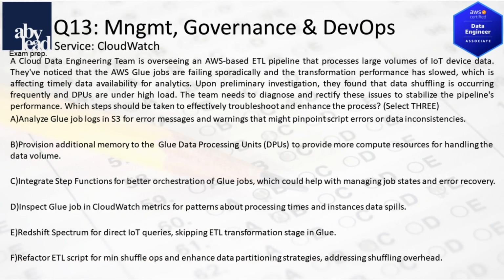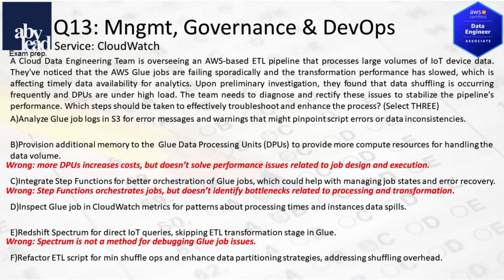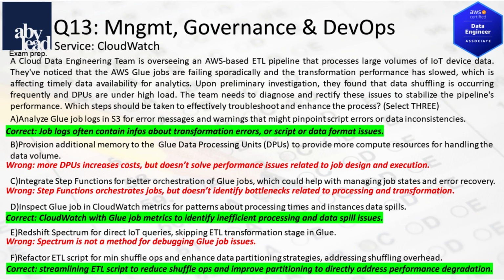Question 13. You have to diagnose and solve a large volume pipeline with sporadically failing Glue jobs on data shuffling and high DPU load. With Redshift Spectrum you can't identify the bottlenecks. Also, Step Functions orchestration or more DPUs don't solve performance issues related to job design and execution. To identify the cause, job logs provide process errors and job metrics in CloudWatch identify inefficiencies. Finally, streamlining ETL scripts generally reduces shuffling and improved partitioning solves performance degradation.